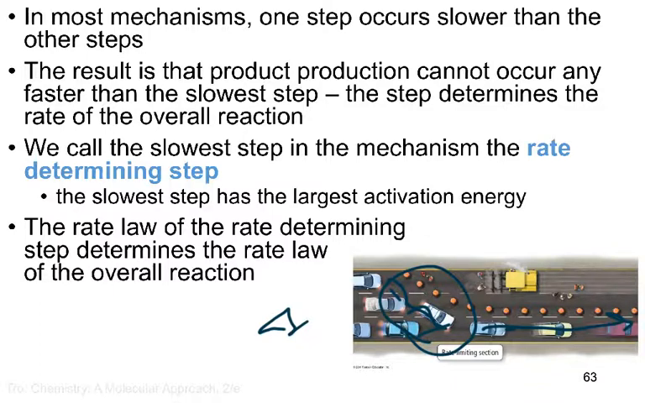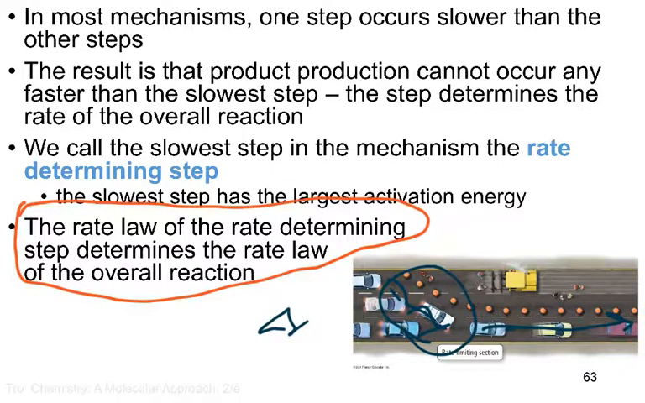And that slow step is also called the rate determining step. It's going to have the largest activation energy and take the most time. And, this is important, the rate law of the rate determining step determines the rate law of the overall reaction. So if you know the mechanism, you can determine the overall rate, because the slow step, the rate determining step, will determine your rate law for your overall reaction. Your mechanism is not valid if your slow step doesn't match what the experimentally determined rate is.